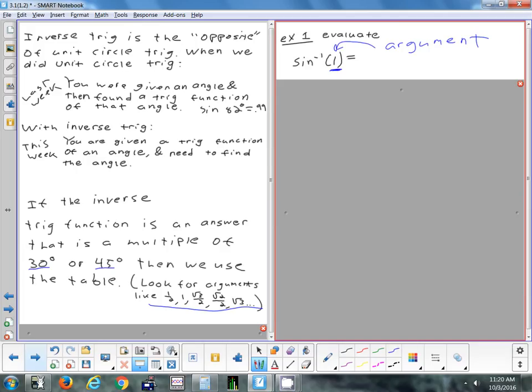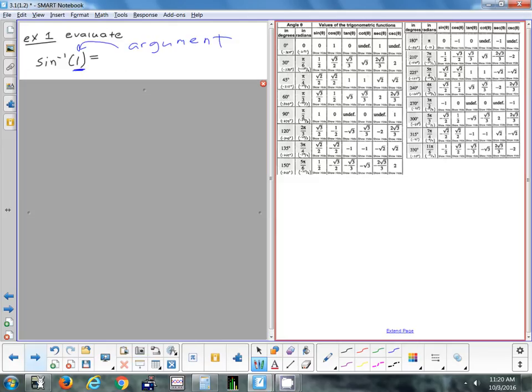All right, so first thing is I'm looking at that example. I see my argument's a 1. And I'm thinking, is that something I did last week in unit circle trig? Yep, I had coordinates that had 1s in them. So I'm going to look on this table. And what I'm going to do is go down the sine column till I find a 1. Once I find a 1 in that column, then I'm going to go over and look at the angle. And that's my answer. So you're looking at this table to tell me an angle for the answer.